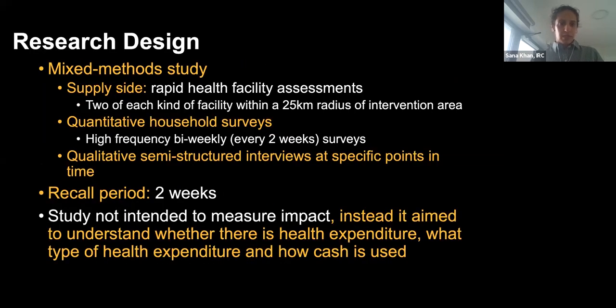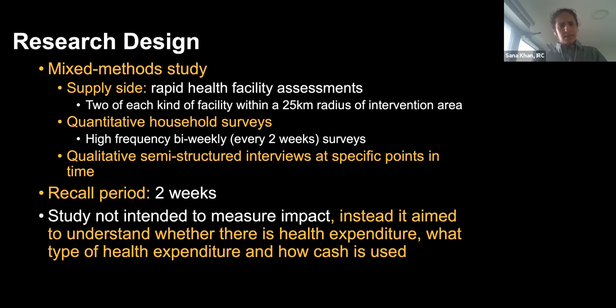So in terms of the research design, we used 3 research instruments. We had a quantitative tool, a qualitative tool to supplement it, and then we also did a rapid health facility assessment in the area of the intervention. The quantitative tool, which was the most elaborate, was high frequency data collection. We collected data every 2 weeks to understand what was happening in the household in terms of spending, particularly health spending. And then we supplemented that data with qualitative semi-structured interviews at very specific points in time where we wanted to understand something better.